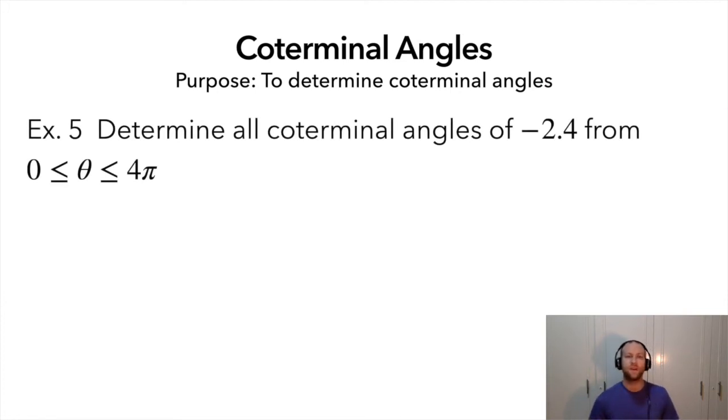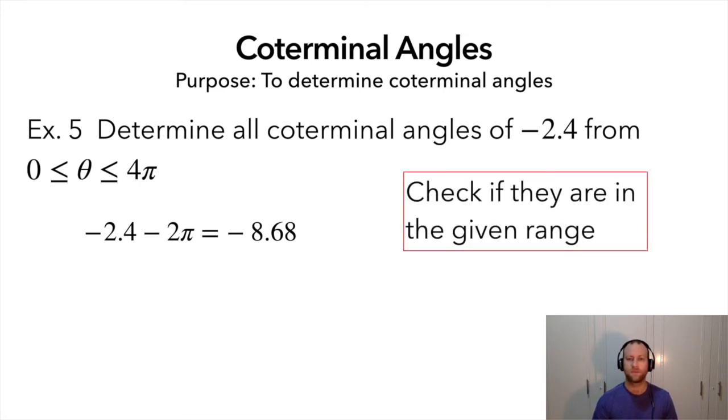So if I want to look at what are all the coterminal angles of negative 2.4 from 0 to 4 pi, so 2 complete rotations. Notice this is in radians. I start with my angle and I subtract 2 pi, and I'm going to check this. Is this in the range? Is negative 8.68 in between 0 and 4 pi? Definitely not. Negative numbers are not between 0 and 4 pi.